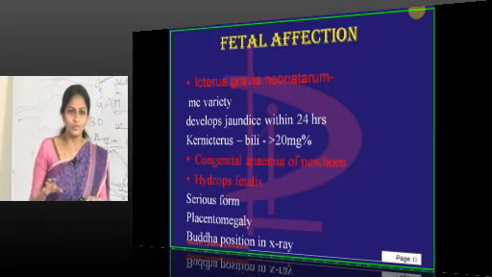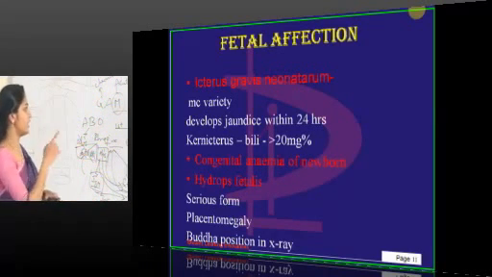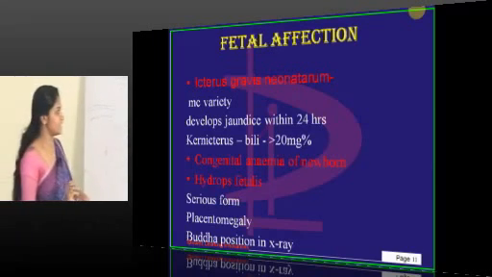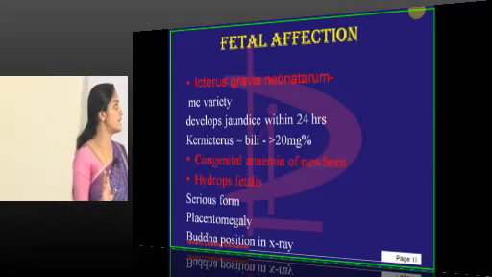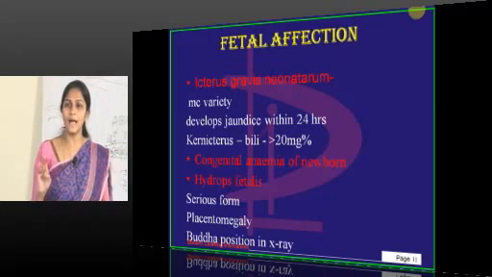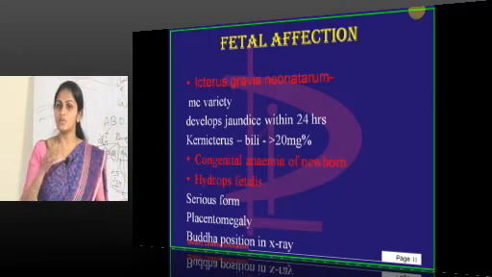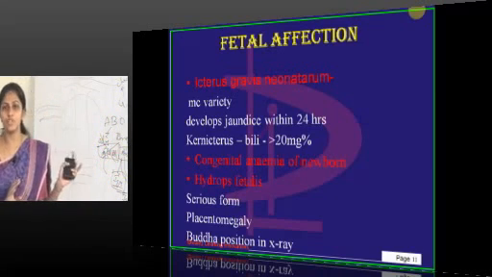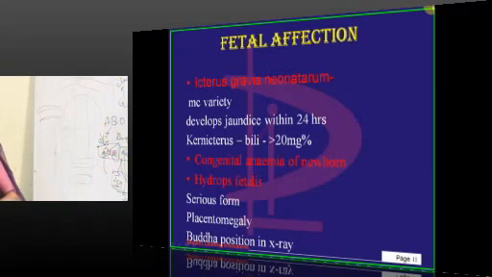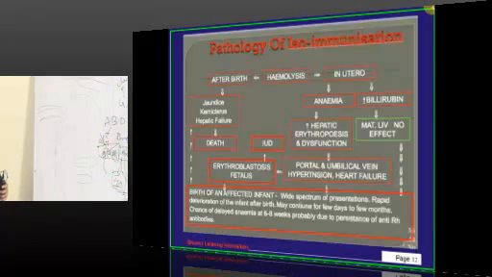Is it clear? So a halo is seen around the head. That is nothing but the Buddha position. In X-ray it is seen. What are all the various findings of hydrops fetalis? There can be placentomegaly, anemia, hepatosplenomegaly. These are all the features of hydrops fetalis, and on X-ray we see the Buddha position. Yes, Bhakti, it is correct.